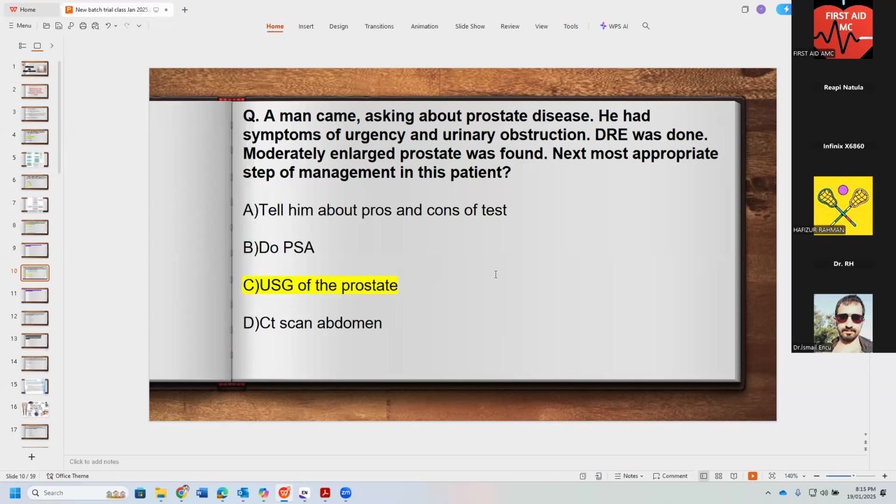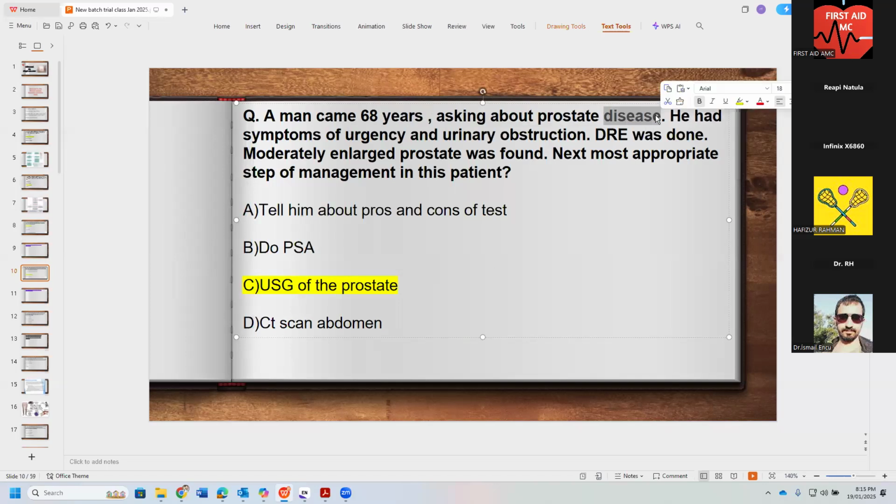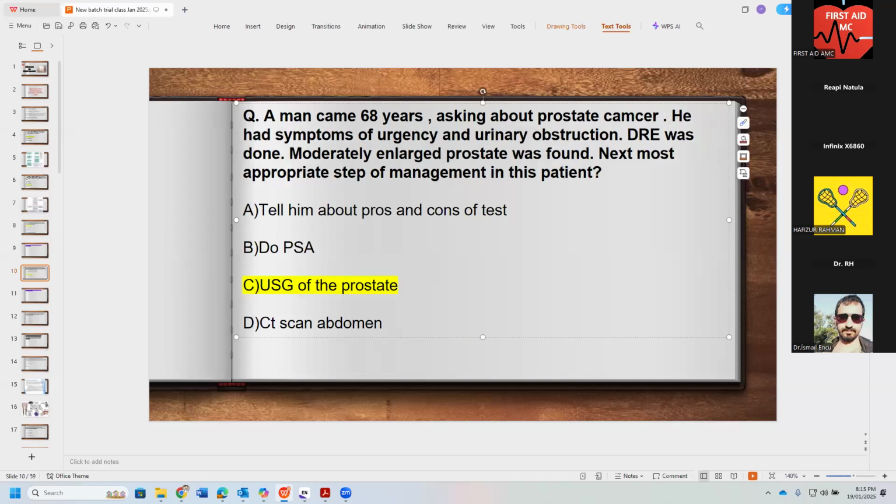We can say, for example, what can you say? For example, if it was 68 years, asking about prostate. Just give me 1 second, guys. I'll show you. You can't see the question? It shows that I'm sharing the same screen.